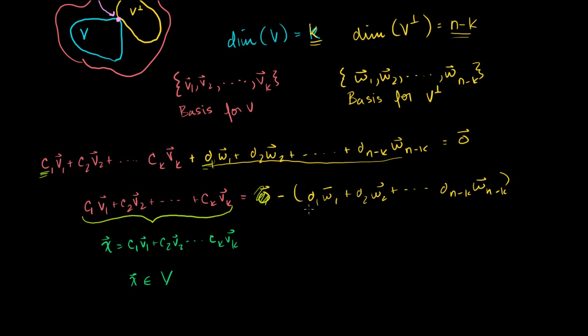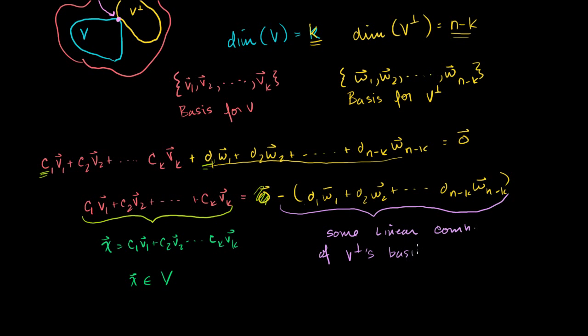Well, similarly, what do we have on the right-hand side of this equation? On the right-hand side of this equation, I have some linear combination of the basis vectors of v complement, right? So this right here, and you could just put a minus all along that, but that won't change the fact that this is some linear combination of v complement's basis vectors.